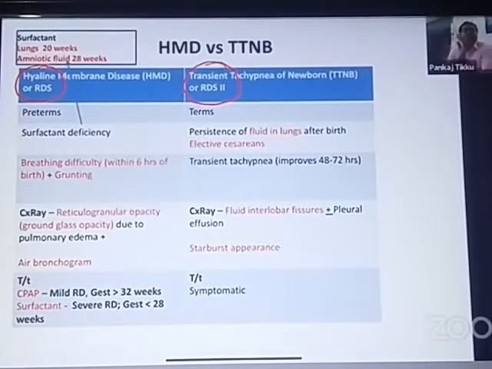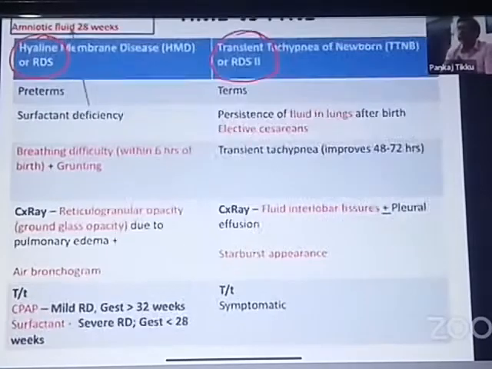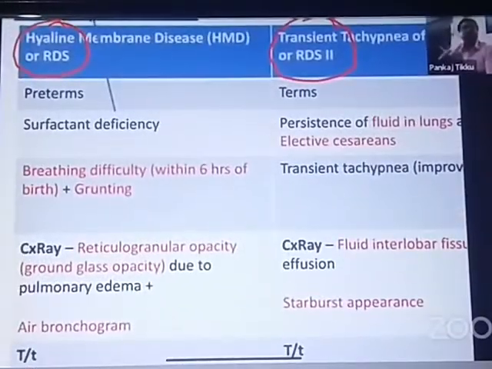Let us talk about these disorders one by one. I'll first talk about hyaline membrane disease. So just focus on the first column. Hyaline membrane disease primarily is a problem related to surfactant deficiency, primarily in preterm infants.